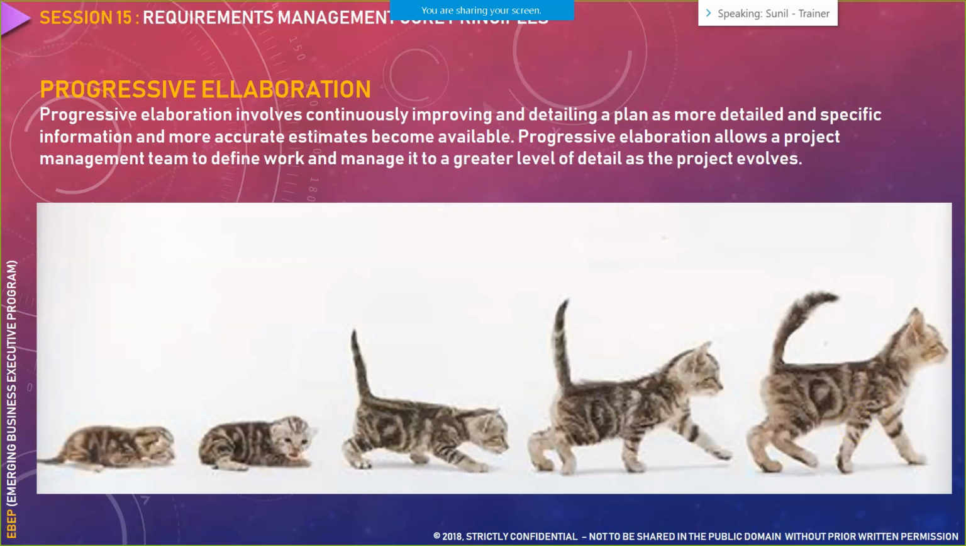So progressive elaboration is that process wherein all your requirements or your system as a whole tend to elaborate themselves progressively when your requirements are not known upfront. In that context, you would do progressive elaboration.